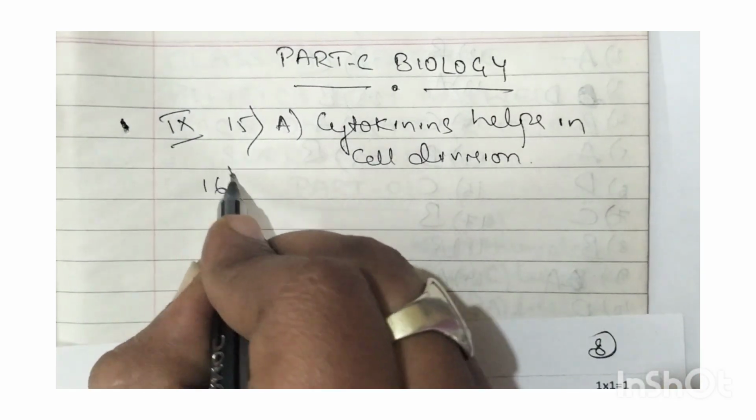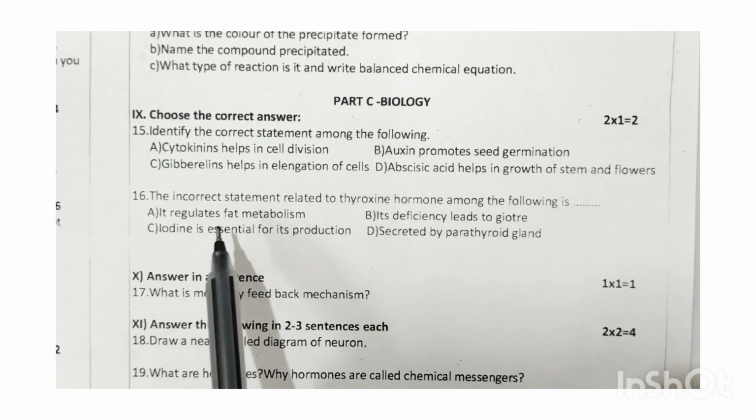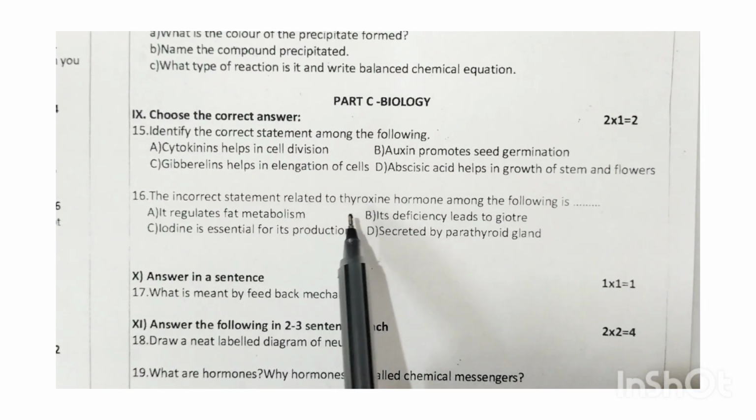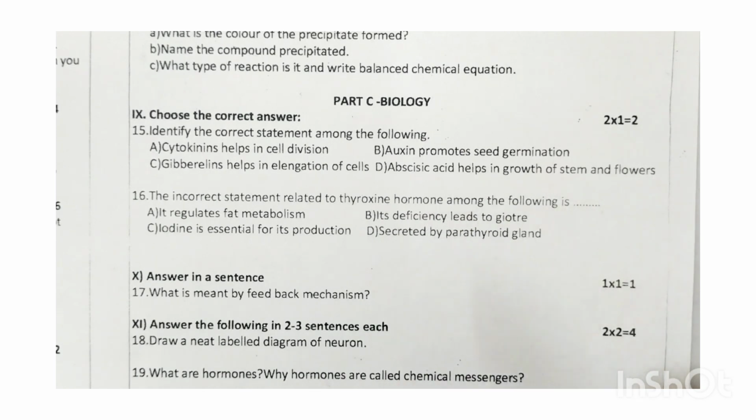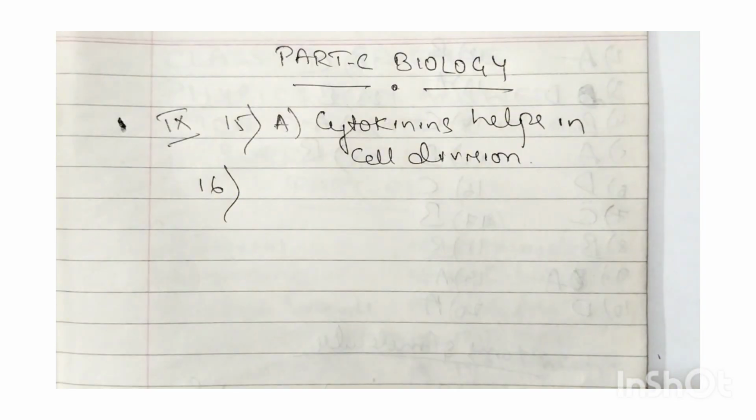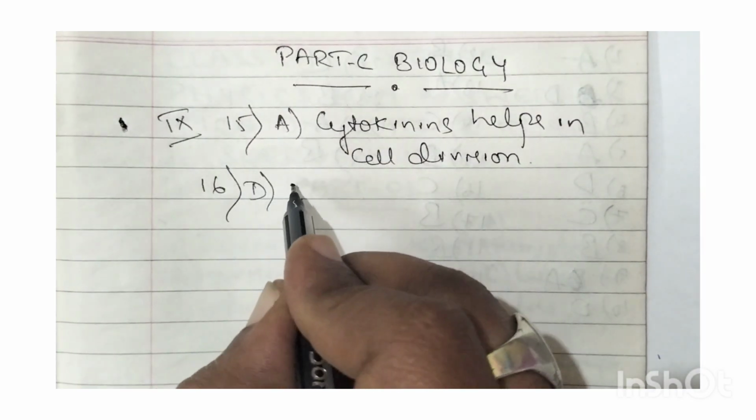Then let us move to the 16th one. The 16th question is, the incorrect statement related to thyroxine hormone among the following is: it regulates fat metabolism, its deficiency leads to goiter, iodine is essential for its production, secreted by parathyroid gland. Among these four, the incorrect option is D. A, B, C, all the three are correct, but D is incorrect. So for the 16th question, the right option is option D.